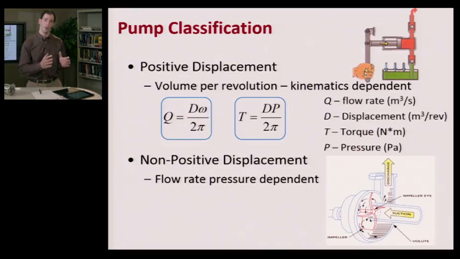In a positive displacement pump, such as this, if I was to block the outlet flow, the pump would stall or something would break. In a non-positive displacement pump, if I block the output flow, it'll just build up to a certain pressure, but the pump will continue to run and it will not stall. So a major difference between the two.